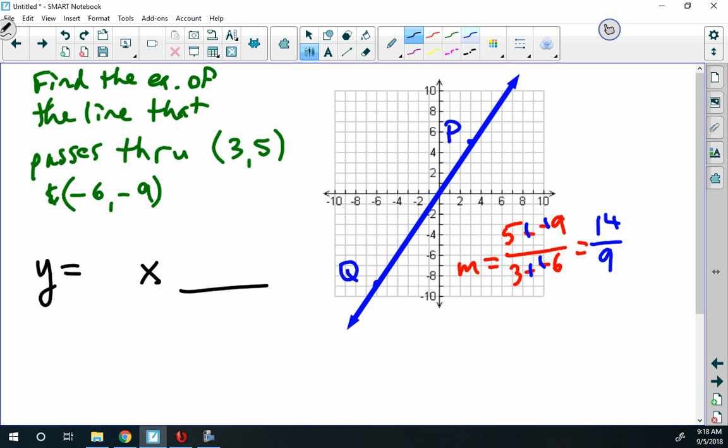So y equals 14/9 x. Now we have to find that stinking y-intercept. Oh, man. The only other thing we know in the universe is that y equals mx plus b. Does anybody see a way that we could maybe compute the b value, given all the other information?